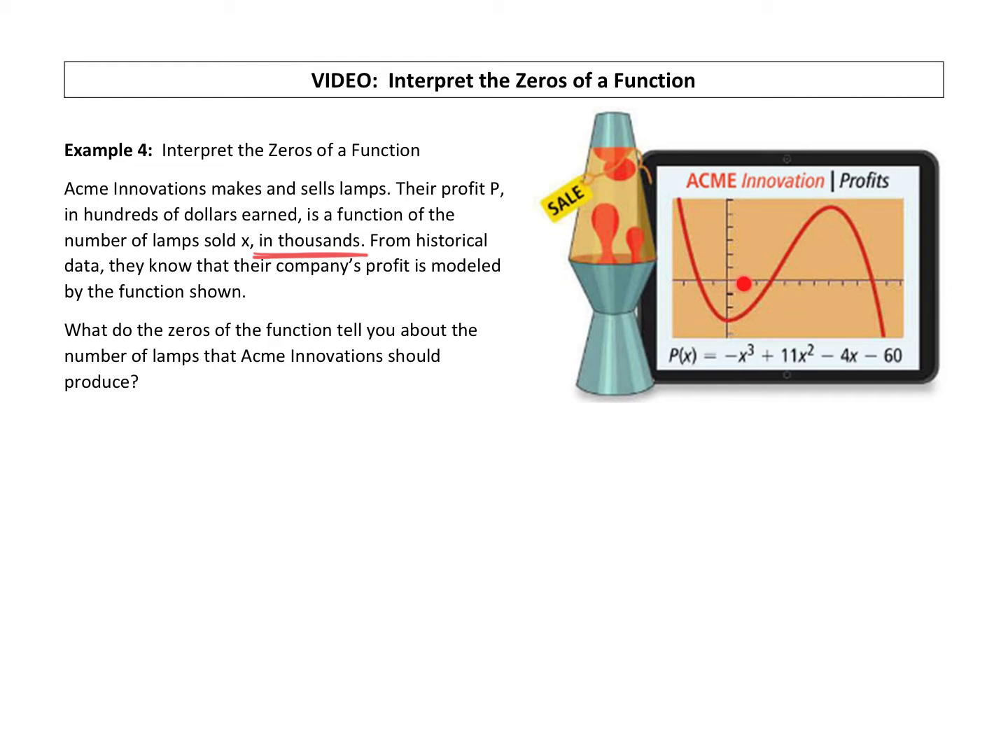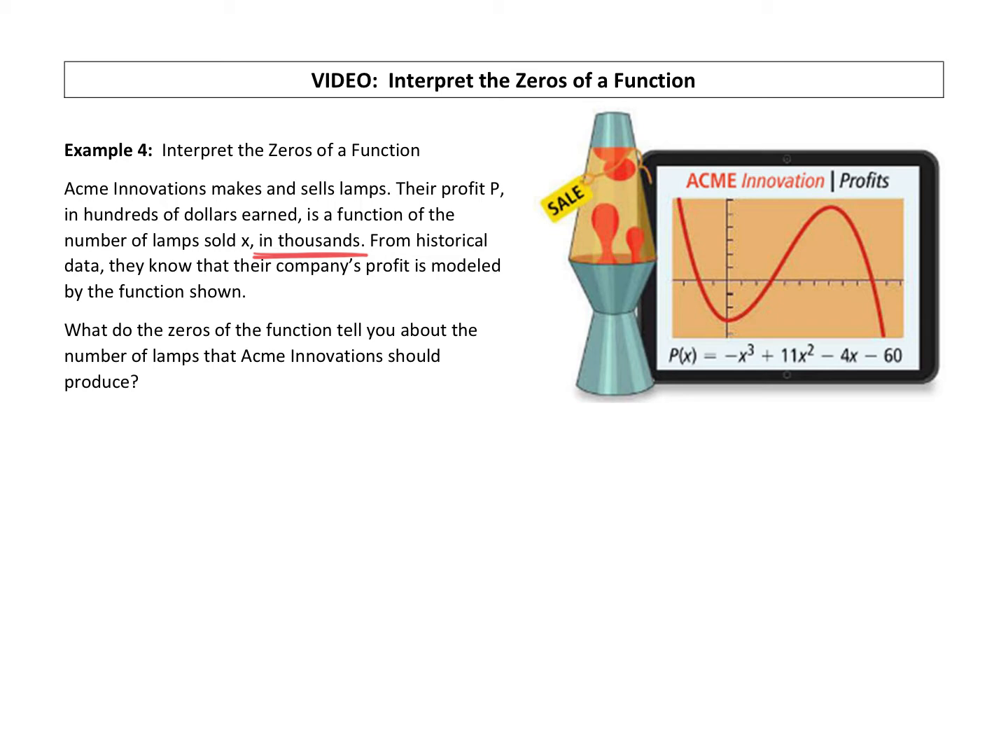So the x's as you go along here is x equals 1, 2, 3, 4. Those are in thousands. So this would be 1,000, 2,000, 3,000, 4,000. This models the profit. What do the zeros of the function tell you about the number of lamps that Acme Innovations should produce?